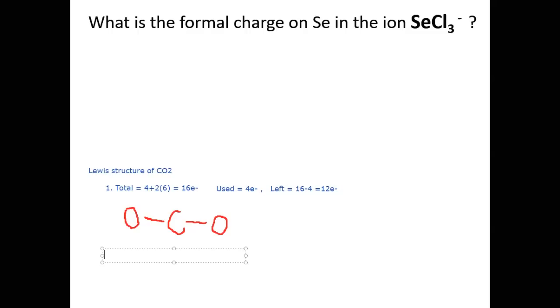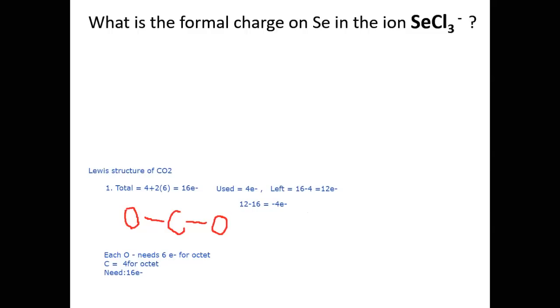Each oxygen needs how many? Needs 6 more for octet. And carbon needs 4 more for octet. So we need 16. We have 12. We're deficient 4 electrons. So thinking back from last lecture, if you're deficient 4 electrons, what do you need? Think. What you need is you either need 2 double bonds or a triple bond and a single bond.